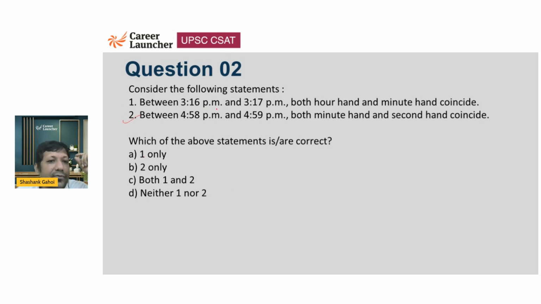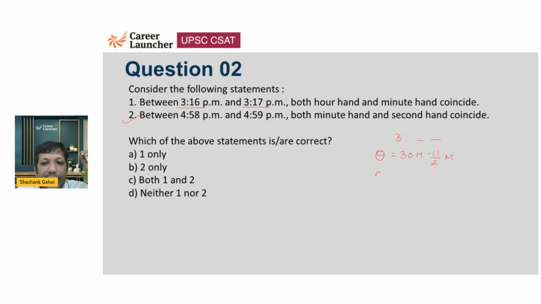So the second statement is definitely true. Now, if I look at the first statement, I need the time at which both of them are going to coincide. So at 3 something, both hands coincide. Coincide means the angle should be 0. So what is the angle between the two hands? Theta is equal to 30h, that is the hour value, minus 11 by 2 m. This is the formula we are going to use.